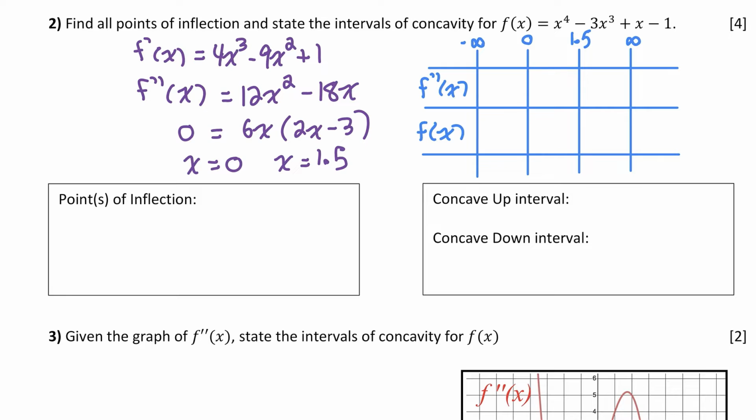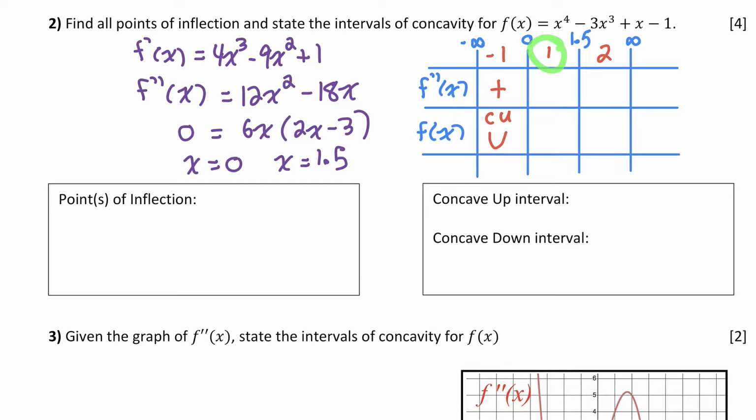Between negative infinity and 0, I'll pick -1. Between 0 and 1.5, I'll pick 1. And from 1.5 to infinity, I'll pick 2. I need to sub each of those values into the second derivative, which I have in its factored form here. I'll sub into that factored form. If I sub -1 into the second derivative, I will end up getting a positive answer. That tells me that the original function is concave up in that interval.